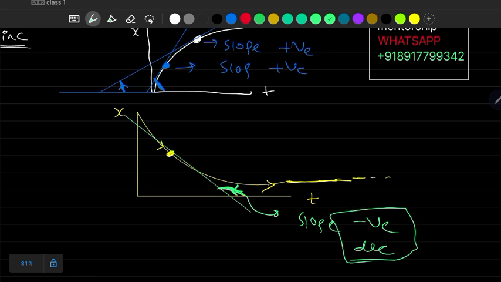I hope this concept is clear to you now: when slope is increasing, when slope is decreasing, when slope is constant, when slope is positive, when slope is negative. The xt graph slope gives us velocity, the vt graph slope gives us acceleration. I think everything is clear.